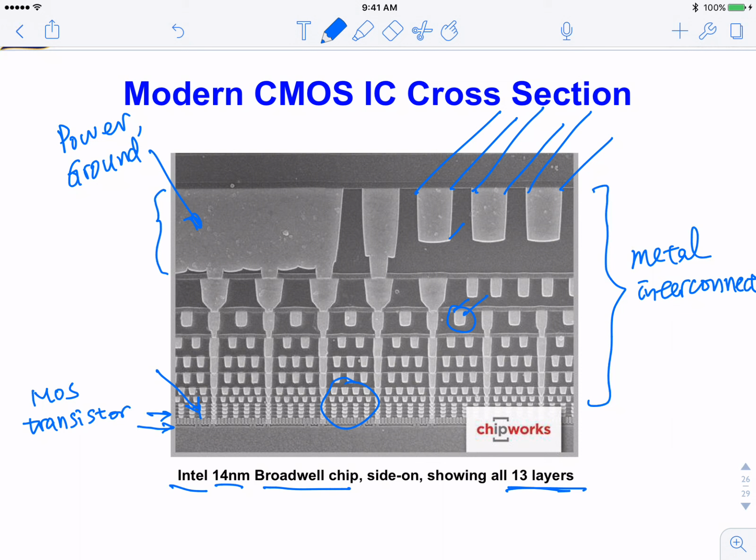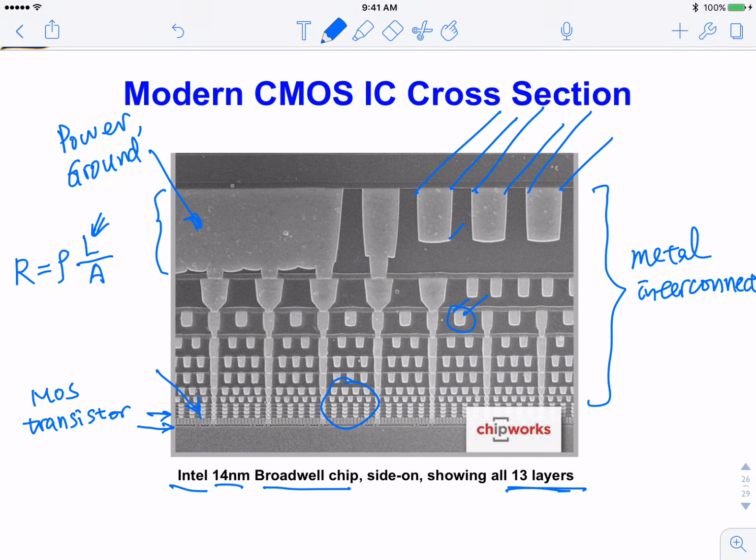With the wires and the metal interconnections, we're able to make transistors that are tiny, not visible. But why don't we make wires also very small? Wires, as you know, have resistance. Resistance is equal to your resistivity times your length over your cross-sectional area.